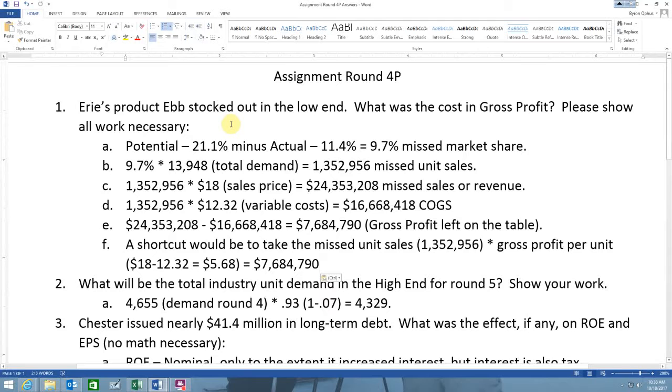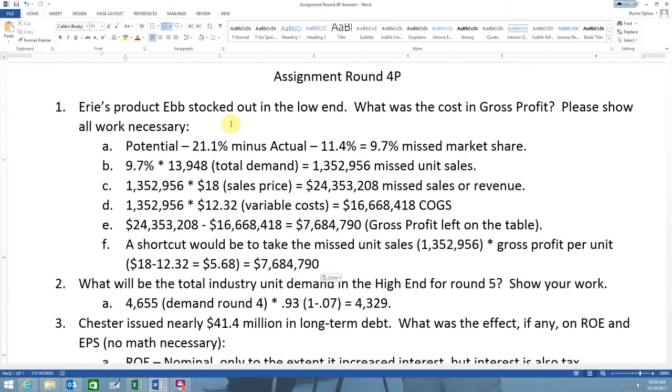I had you calculate maybe a couple rounds ago what the missed unit sales were, taking the potential minus the actual times the total demand in that segment. And now we've calculated what the missed sales were by taking the missed units times the price of that particular product. So now we're going to take it a step further and calculate what the gross profit is. Next step will probably be the after-tax profit, but let's worry about that.